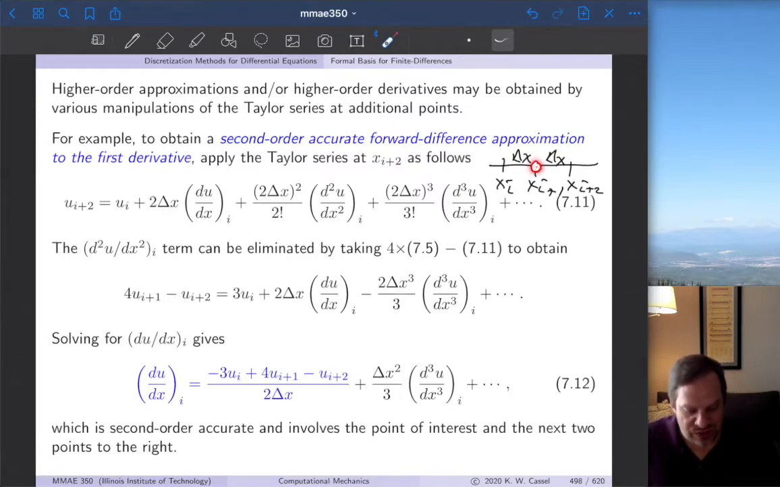So we have the Taylor series 7.5 for this point. 7.11 is the Taylor series for that point.